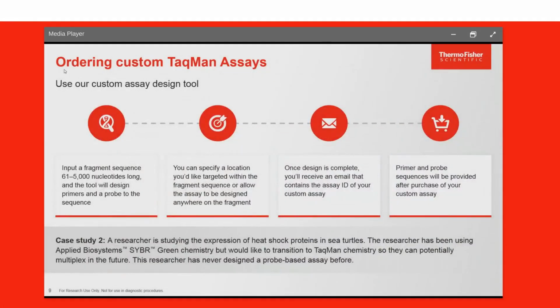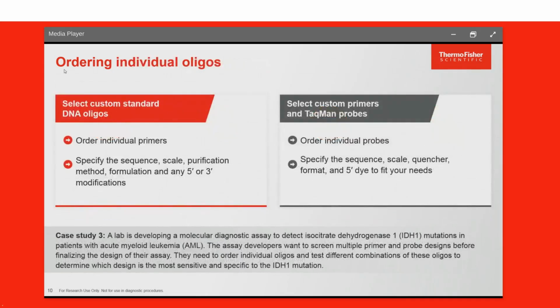Case study 2 should be pretty well addressed. The researcher for case study 2 should have gone to the custom assay design tool, pasted in the fragment they're interested in for their heat shock protein mRNA, and should receive a custom TaqMan assay targeting the mRNA for their heat shock protein. So let's jump ahead to a new scenario.